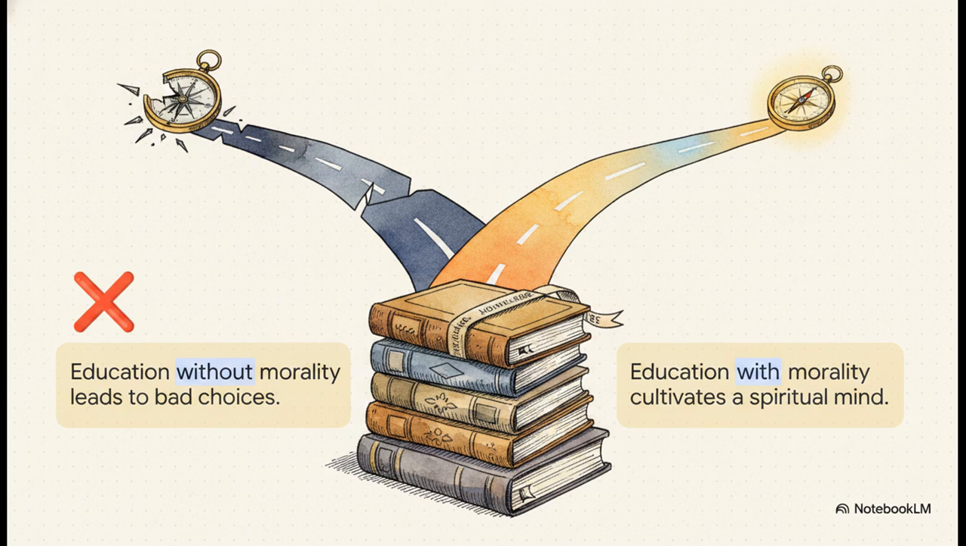Think about the contrast between these two paths. Within this framework, what is the point of being incredibly book smart if you're just going to use that knowledge to deceive people, right? This philosophy argues that education without morality is basically a tool without a compass. It just leads to making bad choices that end up hurting you and the people around you. On the flip side, education with morality cultivates a spiritual mind. It ensures that as you become this brilliant truth detective, you're being guided by a really strong moral compass. The whole idea is that you use your skills to champion fairness, justice, and truth, which ultimately brings lasting peace to your life and to your community.